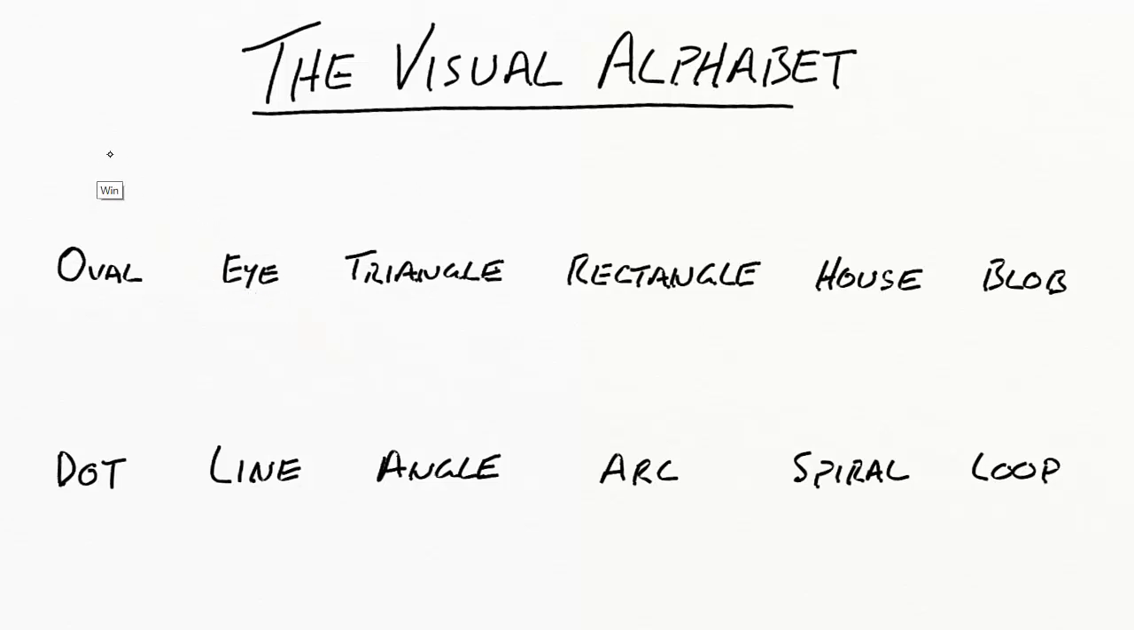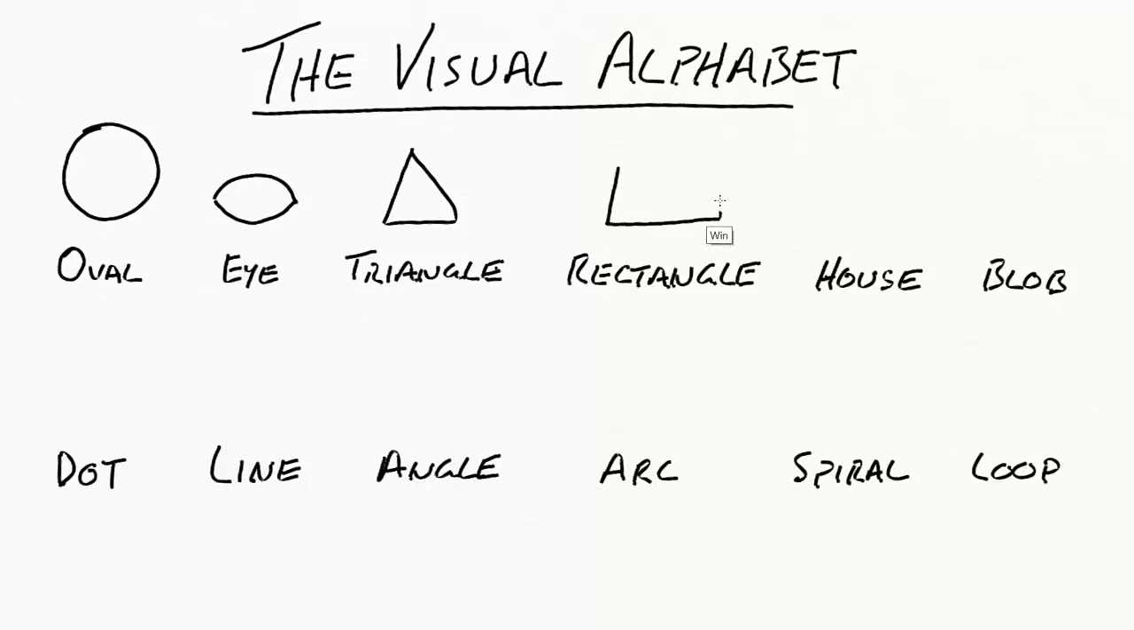Let's start with the oval. When we're doodling these elements, these shapes, they don't need to be perfect, as you can see. Maybe we might close that off a little bit. There you go. They don't have to be perfect. So that's an oval. This is an eye. This is a triangle, a three-sided shape. This is a rectangle, more or less, a four-sided shape. This is a house, a five-sided shape. And this is a blob, kind of like a cloud. Everyone can draw a cloud.